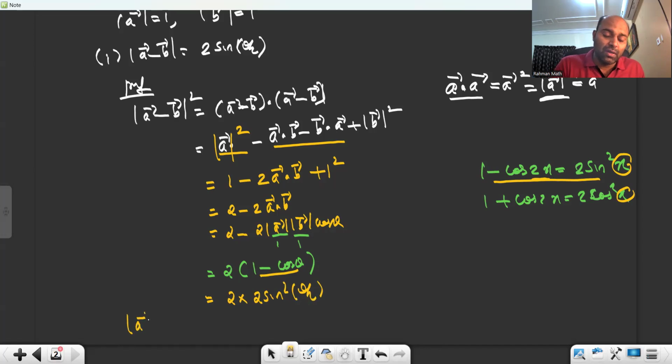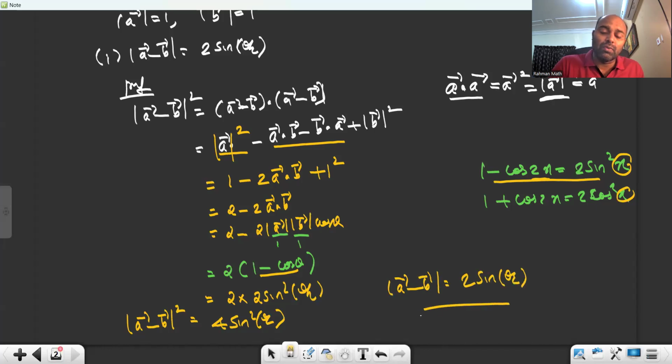So left side, don't forget: magnitude of A minus B square, 4 sin square theta by 2. When you are taking the square root, magnitude of A minus B, you will get 2 sin theta by 2. This is what you wanted to prove. Please have a look. Magnitude of A minus B is 2 sin theta by 2.